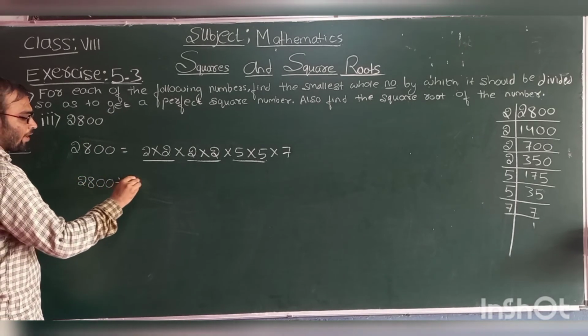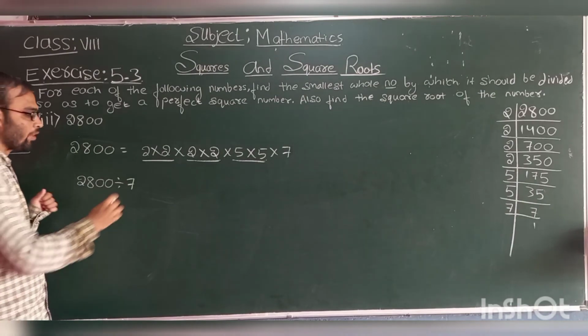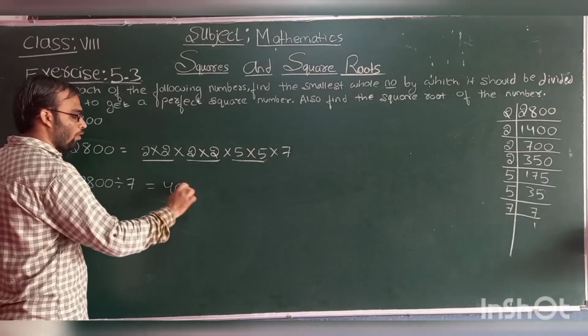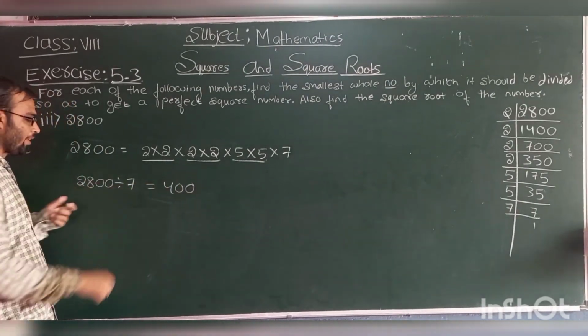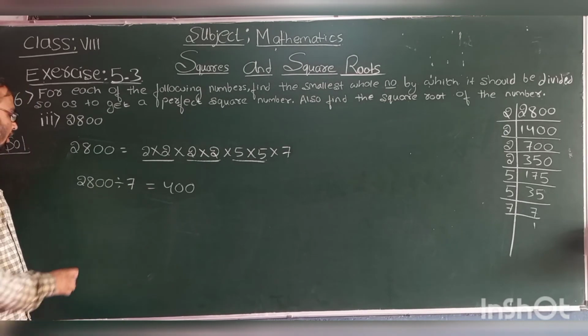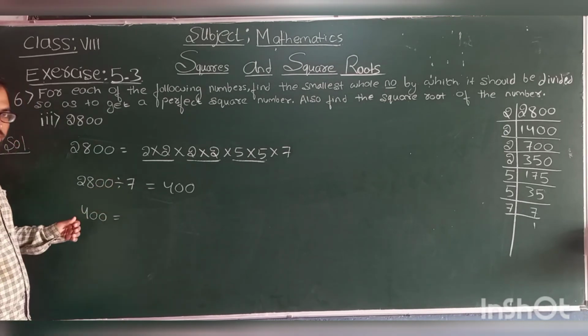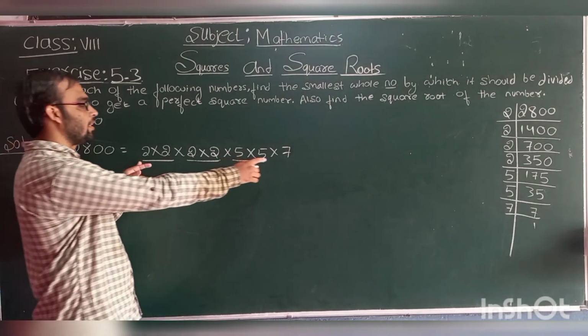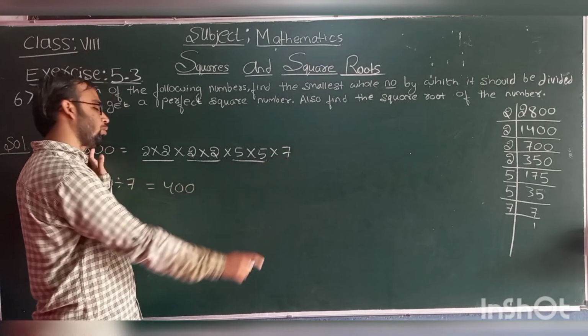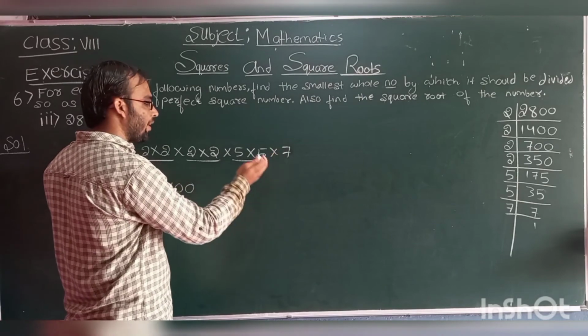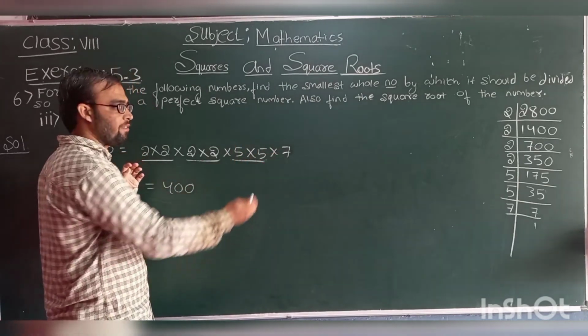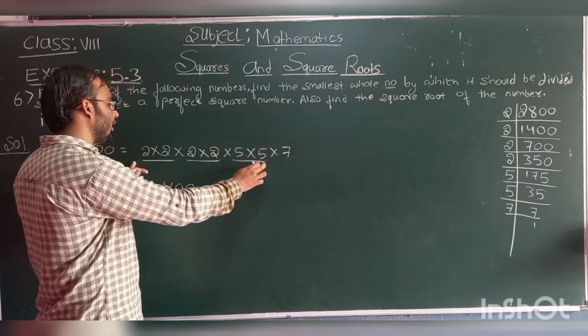So when we divide this number by 7, what will we get? We will get 400, because 7 fours are 28 and 0, 0. Okay, now 400 is the new number. Now we write the factors of this. Look here, up to here these are the factors of 2800. We have divided this number by 7, which means that we have removed 7. Okay, so we will write only this much.